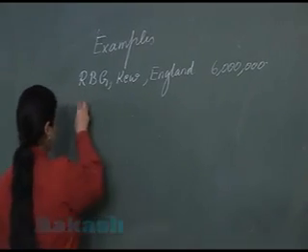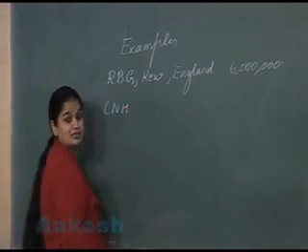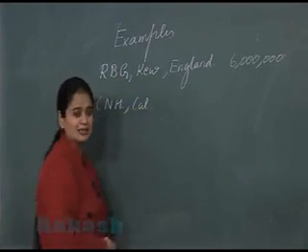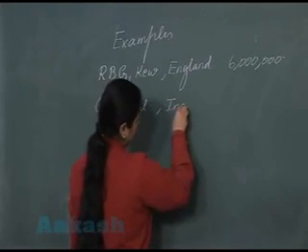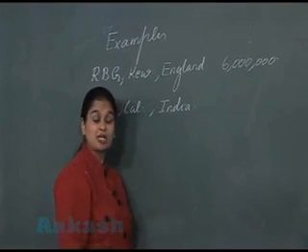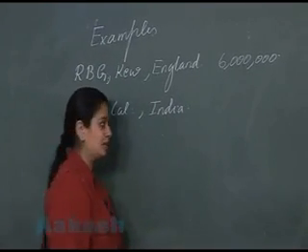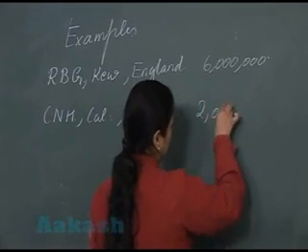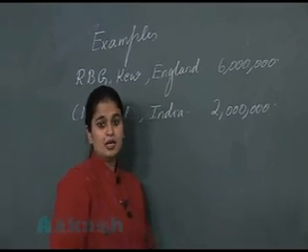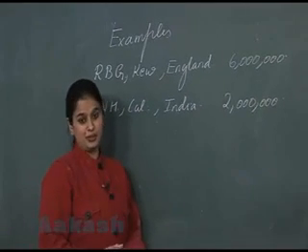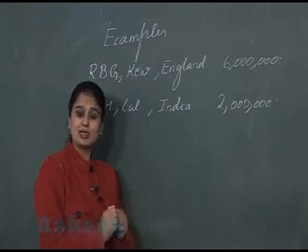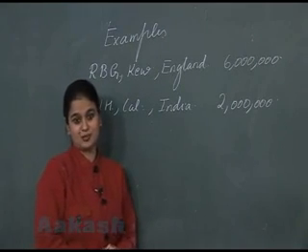Next one, CNH, that is Central National Herbarium. This is in Calcutta, India. Now the number of specimens which are present in this Central National Herbarium is around 2 million. Now what are the uses of herbarium? One, the herbarium, they help in accurate identification of plant species.